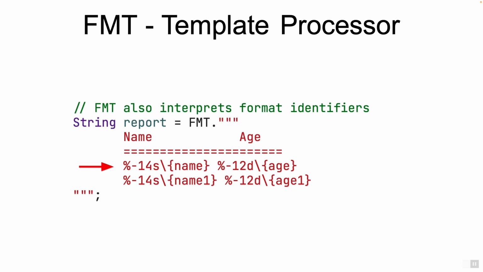So that gives a report which is pretty nicely formatted. Now both of these template processors, STR and FMT, finally output a string. But the template processor design allows us to return something other than a string. It can be any object. Let's take an example of that.